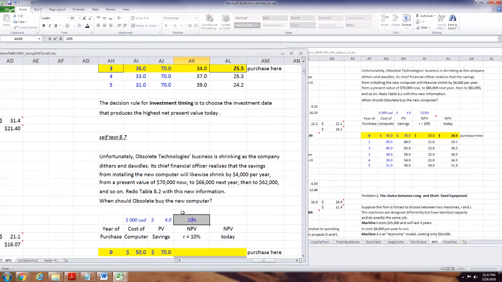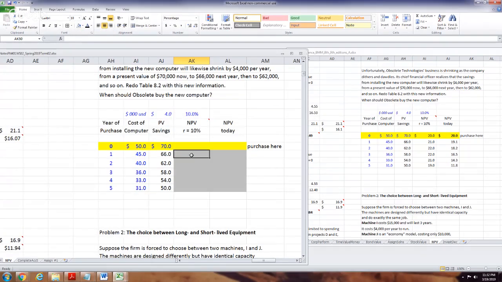Cost of capital or opportunity cost is 10%. Is right there. Okay. You're clearing out those. Yeah, now you do the same math, right? Your savings minus your cost.